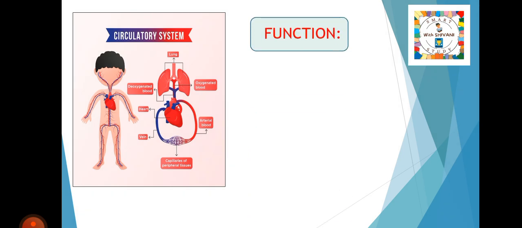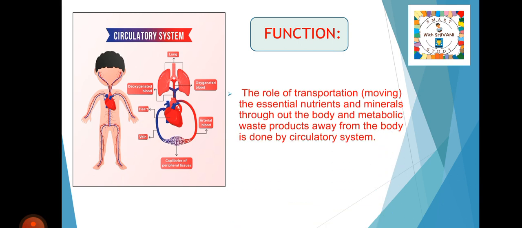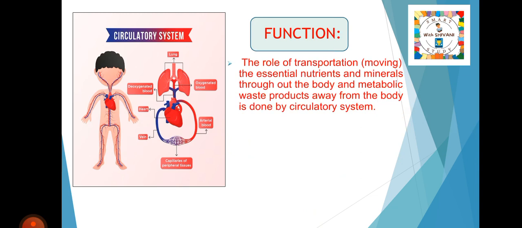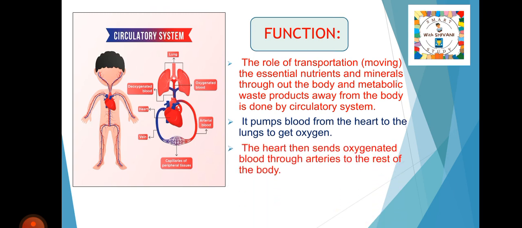We will now look into the function of the circulatory system, why it is important and what role it has. The role of transporting the essential nutrients and minerals throughout the body and carrying waste products away from the body is the main function done by the circulatory system. It also pumps blood from the heart to the lungs to get oxygen. The heart then sends this oxygenated blood, or oxygen-rich blood, through arteries to the rest of the body.